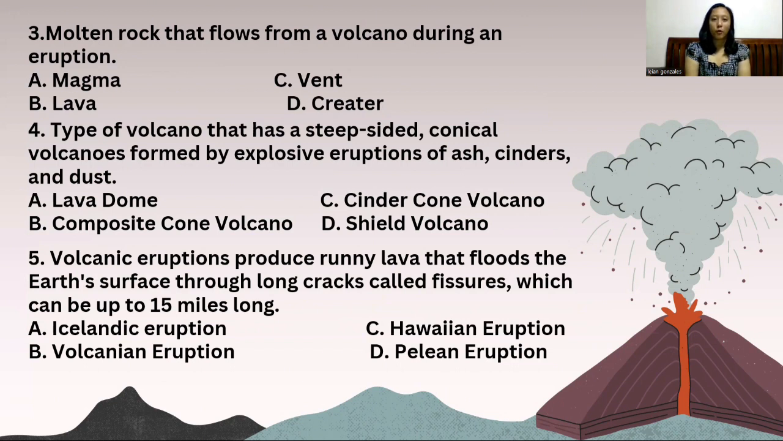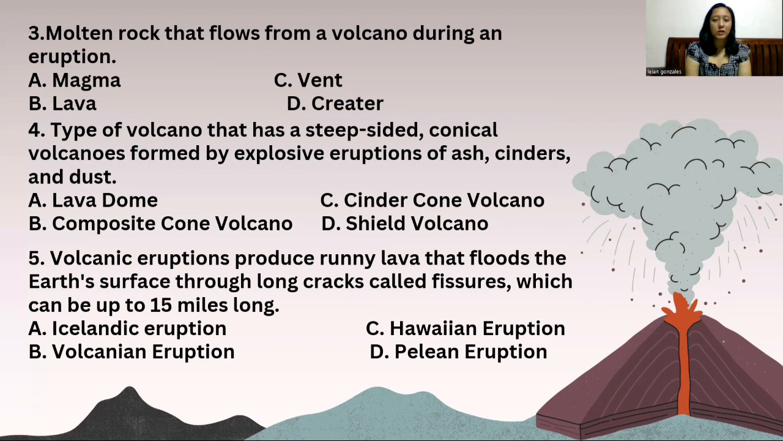For number 4, it's a type of volcano that has steep-sided conical volcanoes formed by explosive eruptions of ash, cinders, and dust. A, is it a lava dome? B, is it a composite cone volcano? C, is it a cinder cone volcano? Or D, is it a shield volcano?